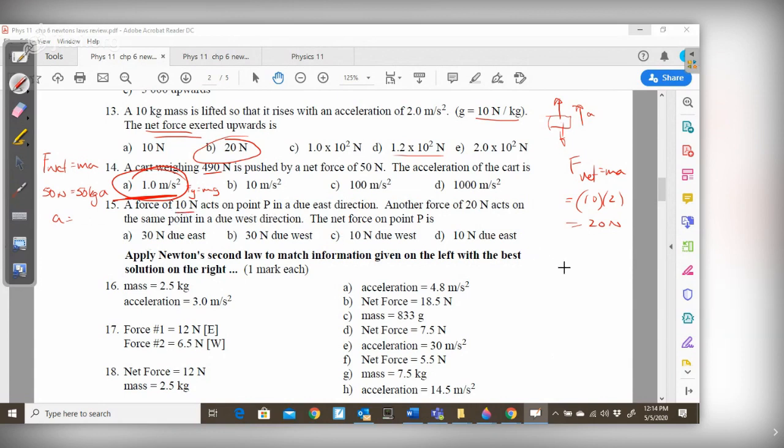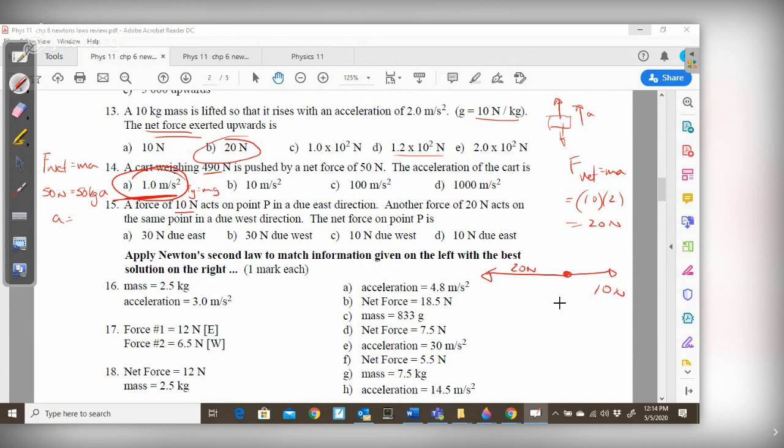A force of 10 newtons acts on point P in a due east direction. So here's my point P, here's due east. There is my 10 newtons. Another force of 20 newtons acts on the same point in the direction due west. So here's my 20 newtons going due west.